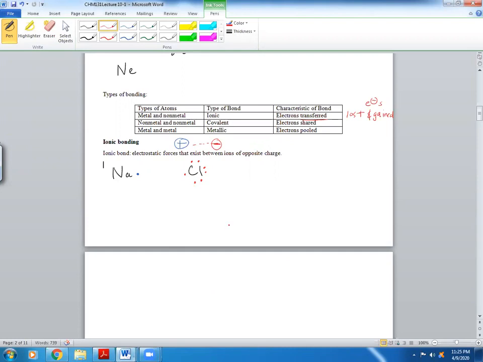Now, there has to be a transfer of electrons in order for the charges to appear. Plus, they need to become like the noble gases or have 8 valence electrons. So this is what happens. Sodium is going to lose an electron, give it to chlorine, and in doing that, becomes sodium plus, and chloride is the resulting ion.